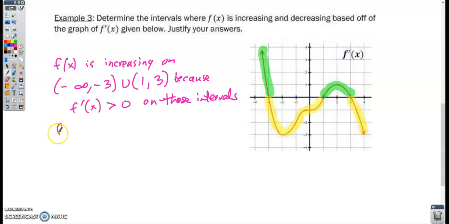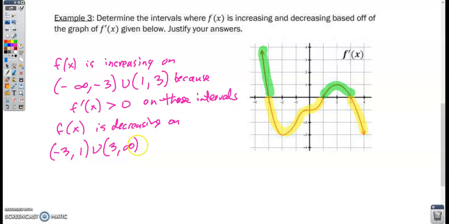And it is decreasing on the interval from -3 to 1, union 3 to infinity, because f prime is less than 0 on those intervals. All right, not too bad when we have a graph of the derivative to help us identify.